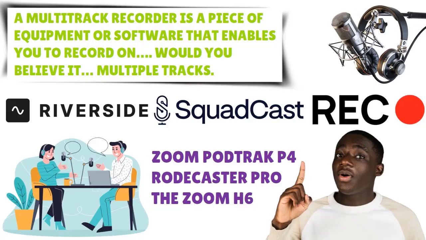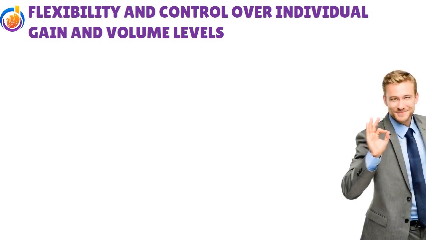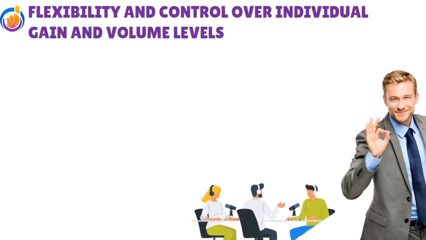Okay, so what are the pros of recording audio on separate tracks? Well, you have flexibility. Flexibility is really important, but you also have the ability to independently clean, process, or mute sections of each track. When I talk about flexibility, I also mean control over individual gain and volume levels. If you have multiple guests for your podcast and you want a certain quality of audio, you want to think about that flexibility and control.